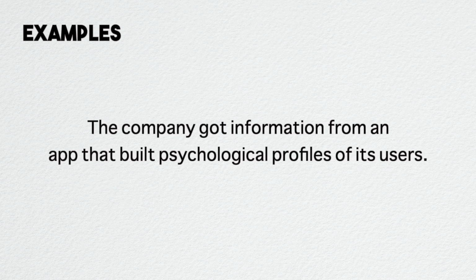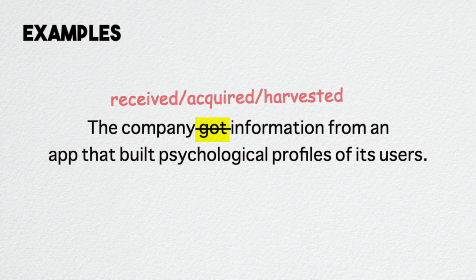The company got information from an app that built psychological profiles of its users. Okay, here we have the verb to get again, another generic verb. What could be more precise than got information? Well, maybe the company received information, acquired information. Maybe it harvested information from the app. We don't know, but each of those verbs gives more information, is more precise.